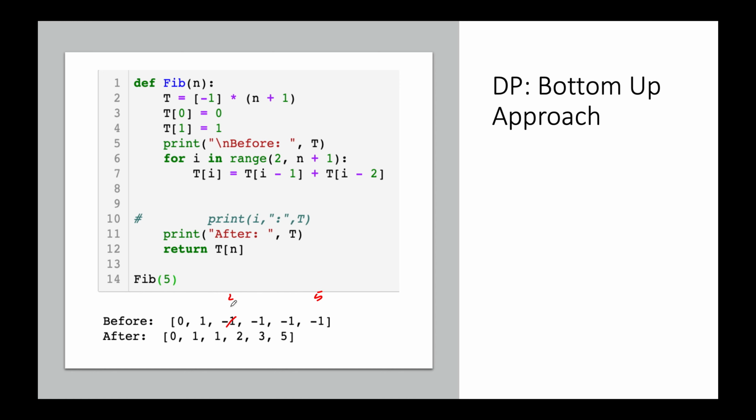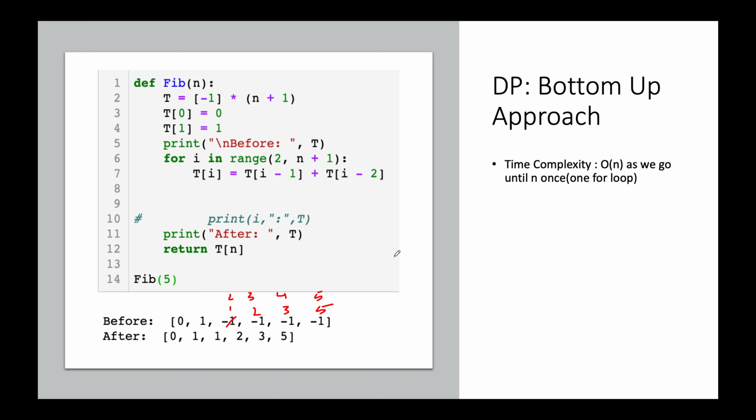1 plus 0 is 1, I goes to 3. 1 plus 1 is 2, I goes to 4. 2 plus 1 is 3, I goes to 5. 3 plus 2 is 5, and the program ends. So this is the final state of the table, and you return Tn. T of n is 5. This is bottom-up approach. It's very much simple.